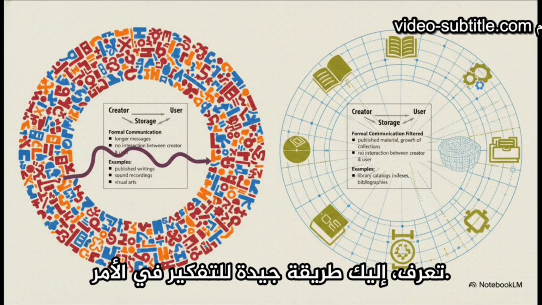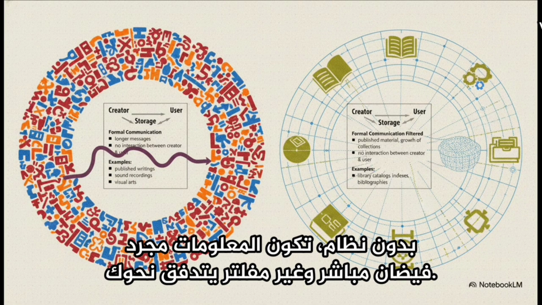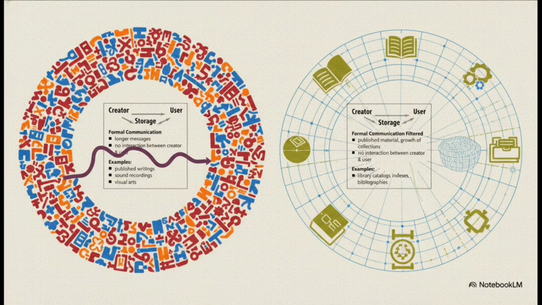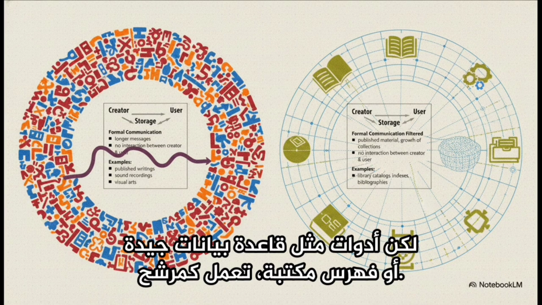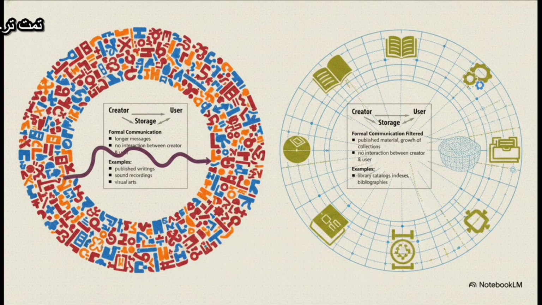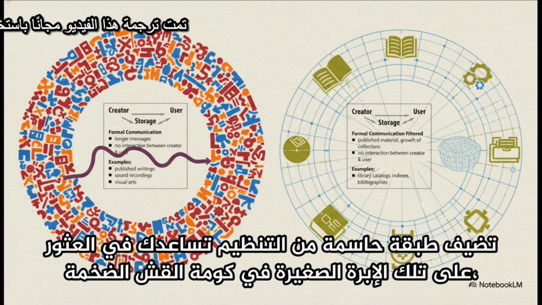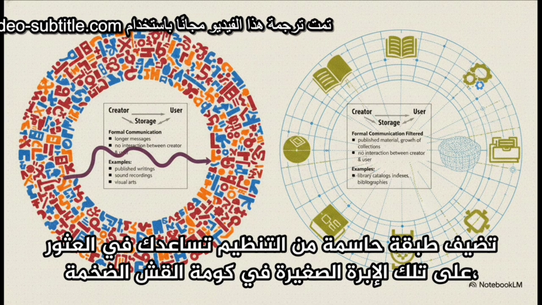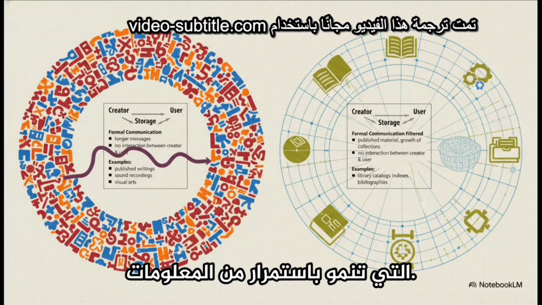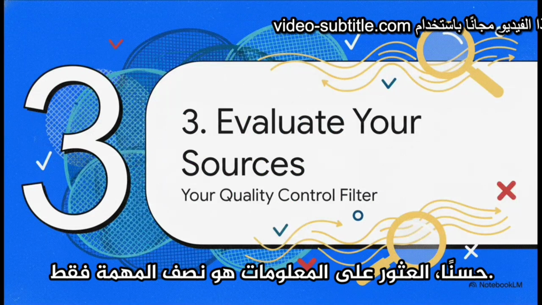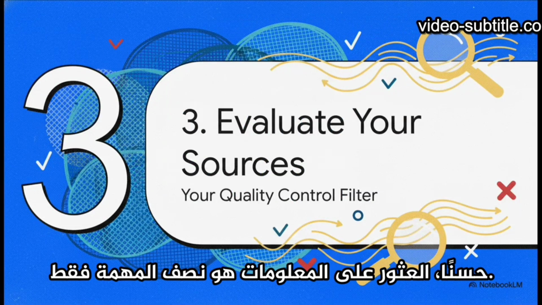You know, here's a good way to think about it. Without a system, information is just this direct, unfiltered flood coming at you. But tools like a good database or a library catalog, they act as a filter. They add a crucial layer of organization that helps you find that one little needle in the giant, ever-growing haystack of information.